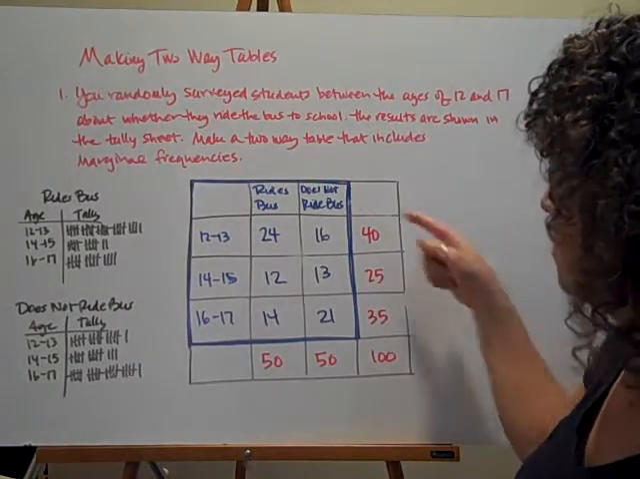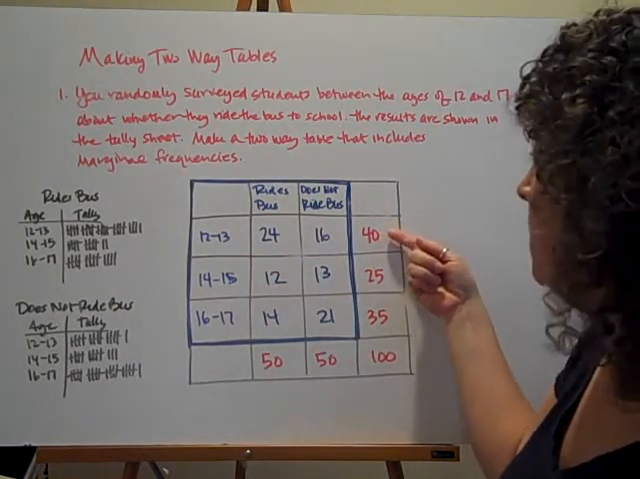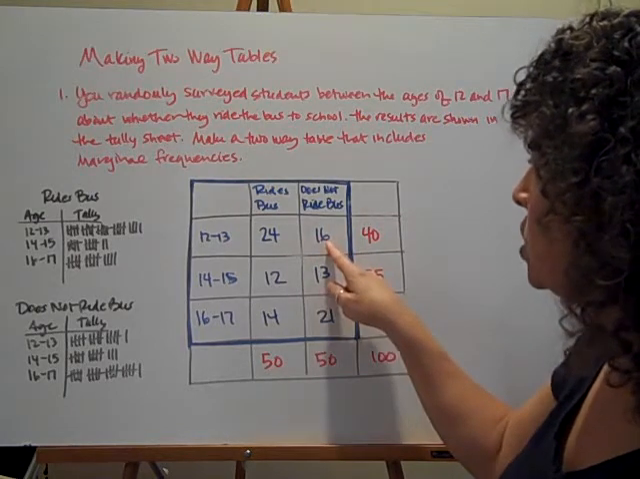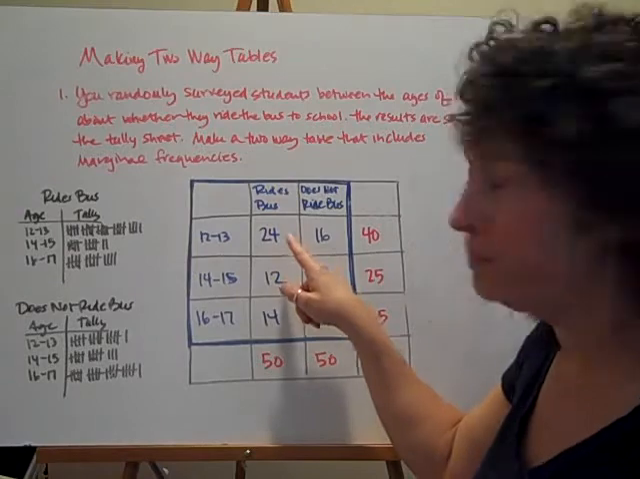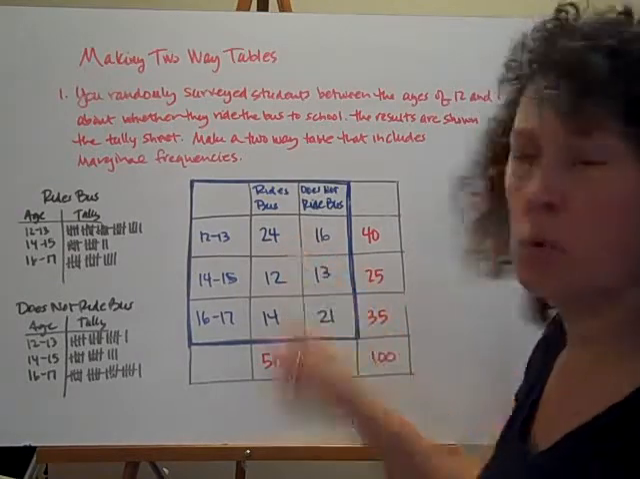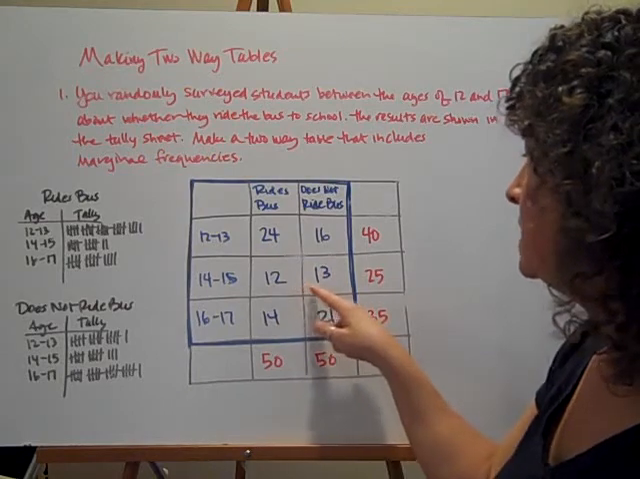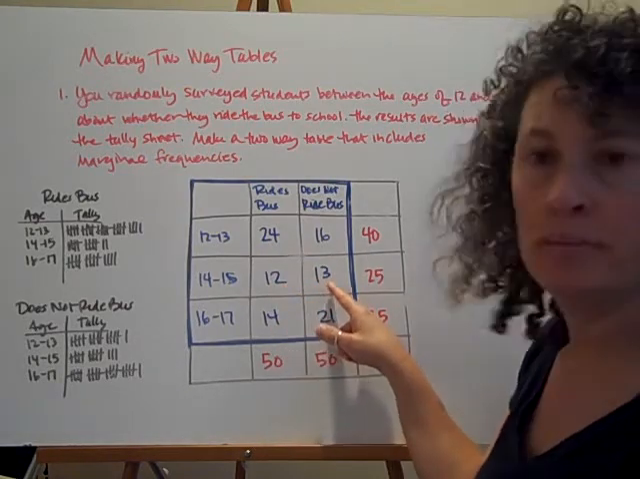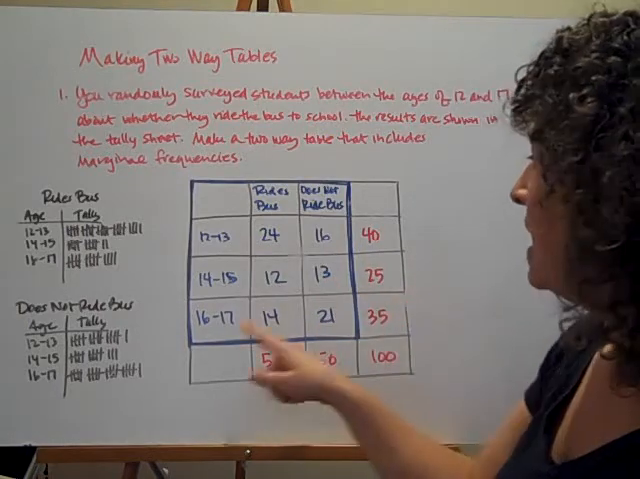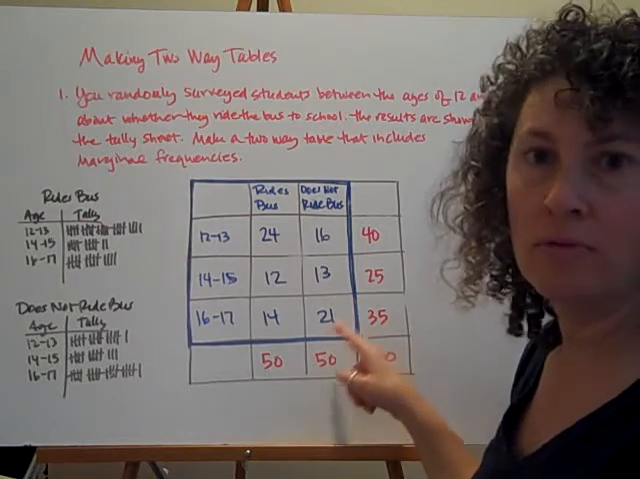So we notice that our 12 to 13-year-olds, there are 40 of them altogether, and it looks like more than half of them ride the bus. So this group here, I've got more than half of them ride the bus. 14 to 15-year-olds, it's about split. So about half of them ride the bus, about half of them do not ride the bus. And when we get to 16 to 17-year-olds, it definitely looks like more of them do not ride the bus.